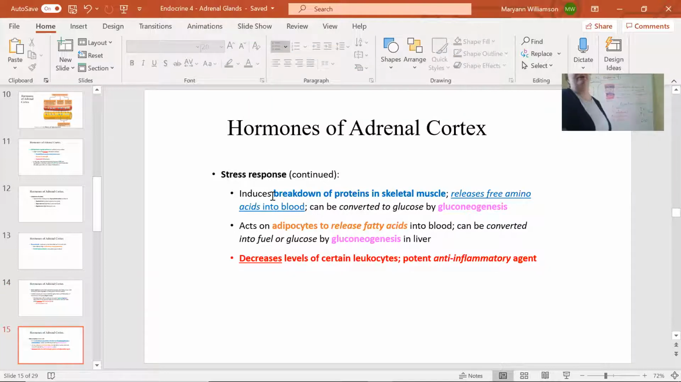What else does it do? Breakdown of proteins in skeletal muscle. Why would I want to do that? Well, because I can take those proteins and use them to make glucose. So we can use those in gluconeogenesis. All right, and adipose releases fatty acids, same concept, gluconeogenesis, getting more glucose to respond to the stressful situation and the stressful stimuli. All right, and what else? You know what it does? It decreases levels of certain leukocytes, so you can use it as an anti-inflammatory agent, and we do.